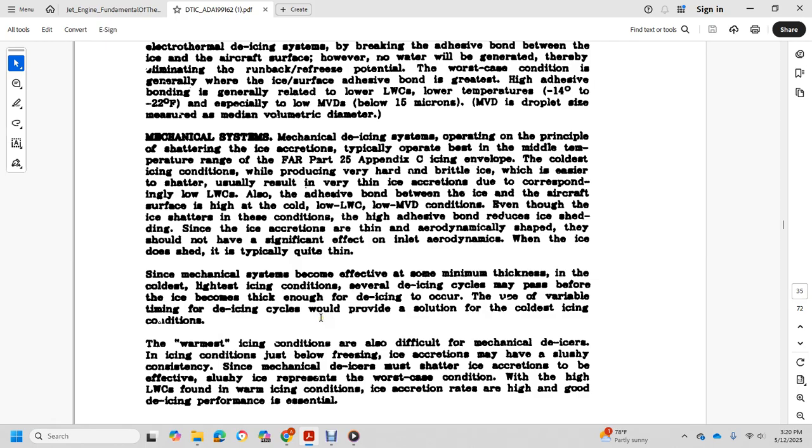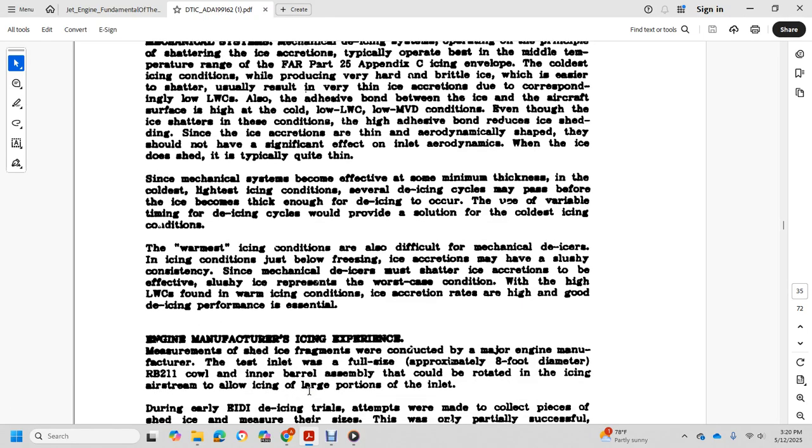The warmest icing conditions, just below freezing, are difficult for mechanical de-icing. The ice accretion has a slushy consistency, and mechanical de-icers may struggle to shed it. The slushy ice represents the worst case condition, with the high LWCs found in warming ice conditions, and ice accretions with a high bond make good de-icing performance essential.